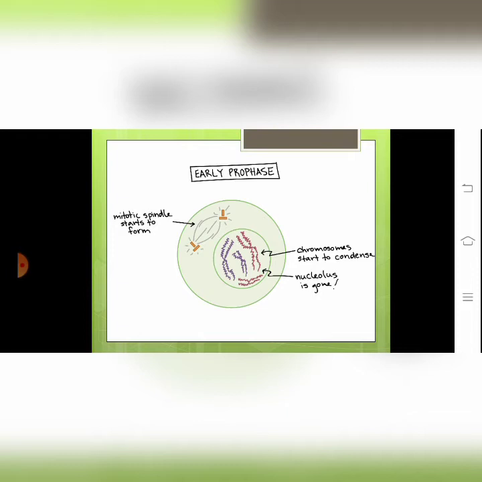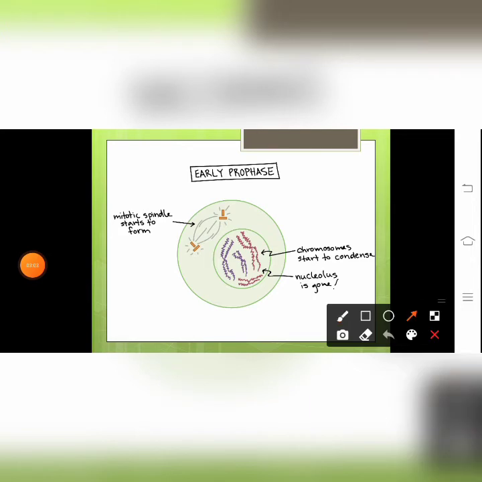Okay, here is the diagram. In early prophase, the changes are like the nuclear membrane. Here you can see the nuclear membrane. This nuclear membrane is going to dissociate, meaning it is going to disappear. And here is the centriole which has split during S phase. They start to migrate towards the other pole.